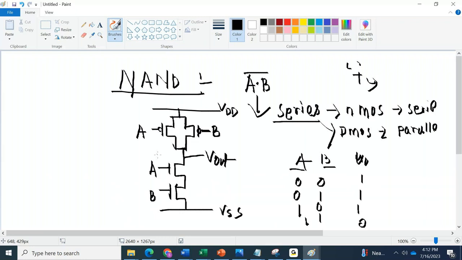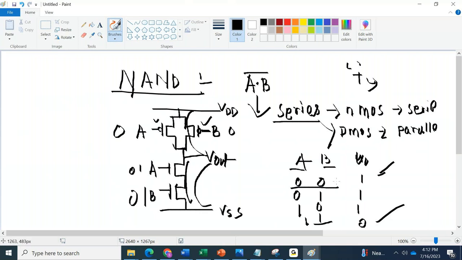So if I am sending 0, first case, 0, 0. So 0 means this will be on, this will be on. So the output is connected to VDD. See, this is output 1. Any case, last one, 1, 1. A is 1, B is 1. So these two will be on, V out will be VSS. VSS means ground. At that time, this will be open. Okay, so this trick will be helpful for any interview. Anyhow, this is what I'm just giving.